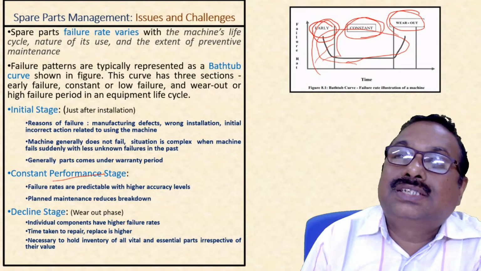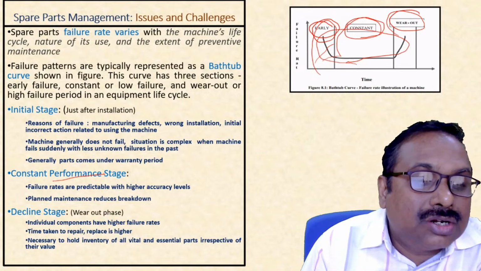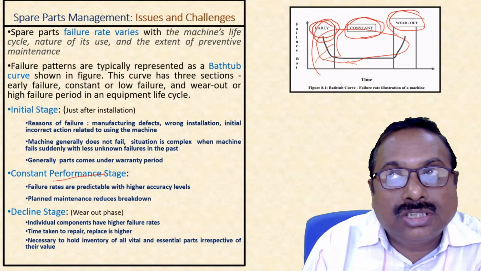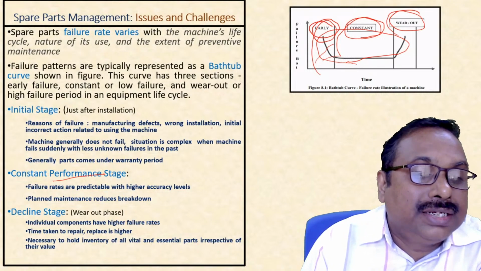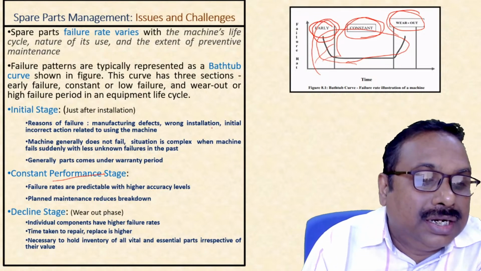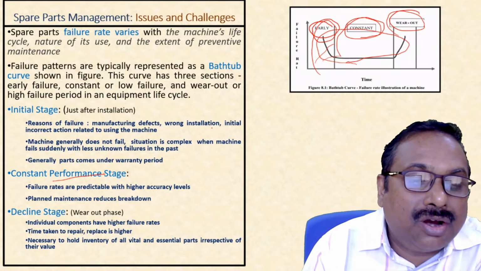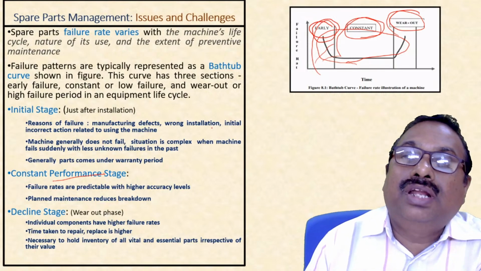This is the decline stage, the wear out phase. So individual components have higher failure rates because these are old spare parts, right? Time taken to repair or replace is higher. Necessary to hold inventory of all vital and essential parts irrespective of their value.